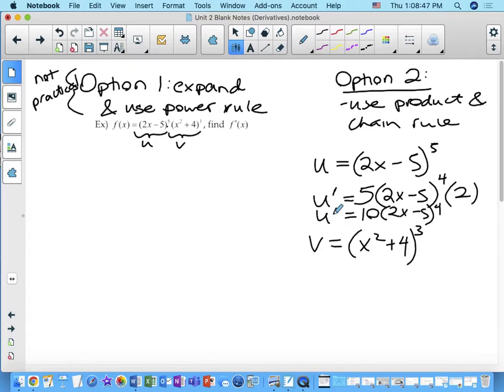Okay, so now that we have u prime, let's get v prime. What's that one going to be? Okay, so slow down a little bit. You're right, but take it one step at a time.